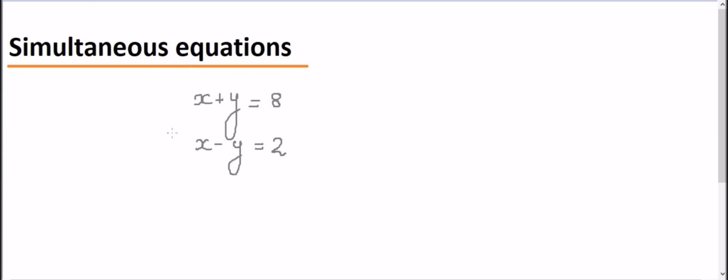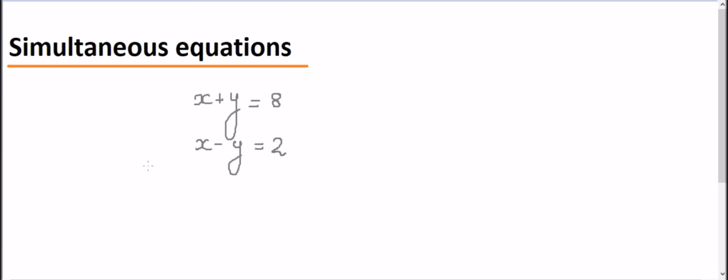So coming back to these equations, x plus y equals 8 and x minus y equals 2, there are two methods to solve simultaneous equations. One is the elimination method, and second is the substitution method. So I'm starting with the substitution method. As the name suggests, you need to substitute the value of one variable and put that in another equation. Let me show you how.